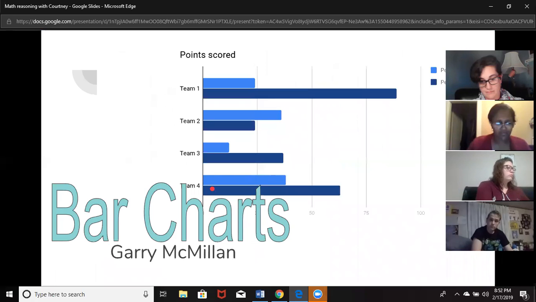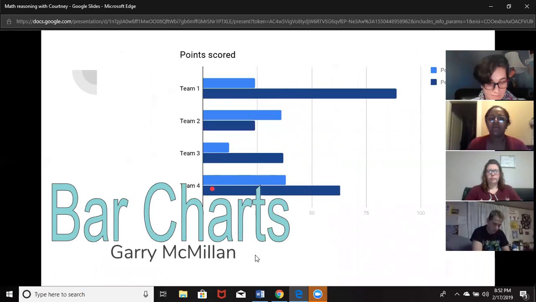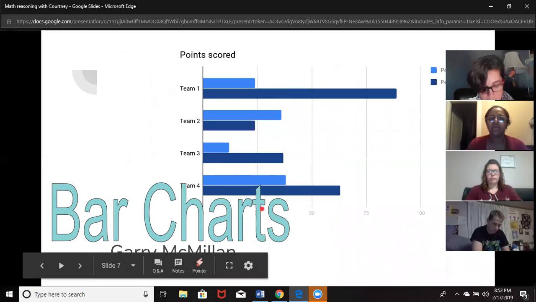Gary, can you list the parts of a bar chart? The first part of the bar chart, the title, is very important because without it, no one will know what the chart is about. There is the x-axis and the y-axis, and the data that is contained in the chart. Then there is the legend, which tells us what each bar represents.